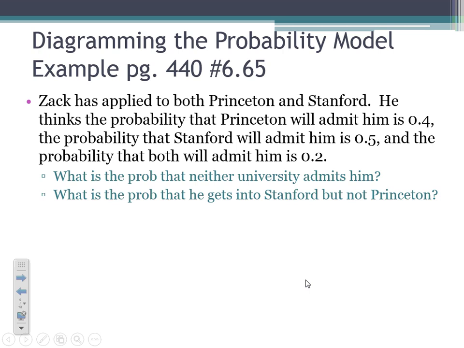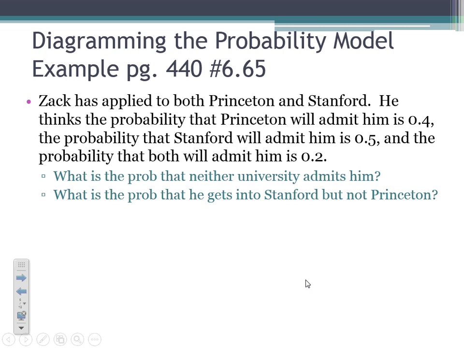So in this problem, it says Zach is applied to both Princeton and Stanford. He thinks the probability that Princeton will admit him is 0.4. The probability that Stanford will admit him is 0.5, and the probability that both will admit him is 0.2. So we're asked the question, what is the probability that neither university admits him?